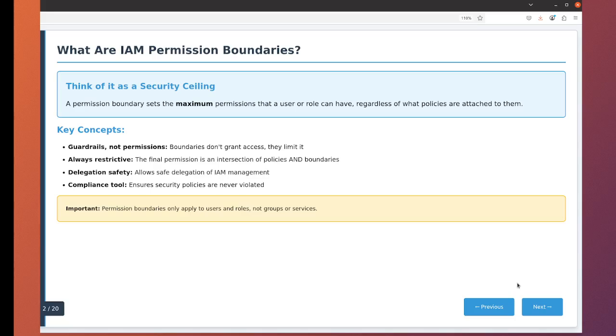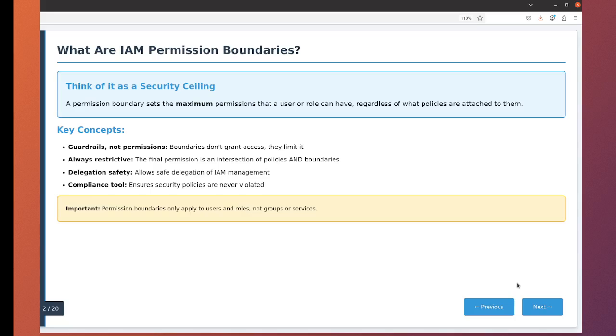Imagine you're a parent giving your teenager a credit card. You might attach policies that say you can spend money on food, gas, and school supplies. But as a safety measure, you also set a spending limit of $500. Permission boundaries work exactly like that spending limit.